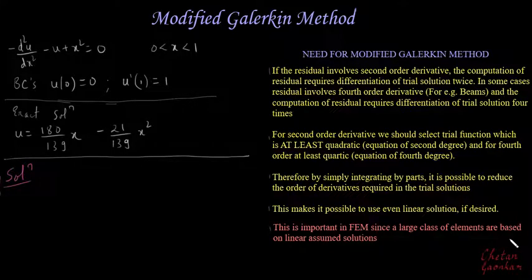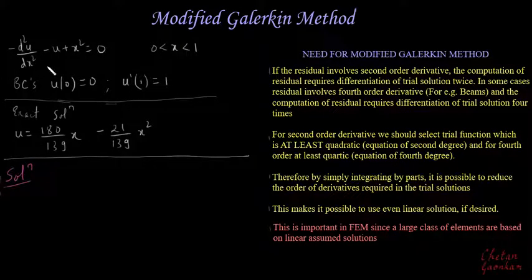Among all the weighted residual methods, we have seen that the Galerkin method is the most powerful method, whose results are much closer to the exact results. In fact, that is why the Galerkin method is mostly used in the finite element method. Now let us see if there is any scope for improving this Galerkin method.